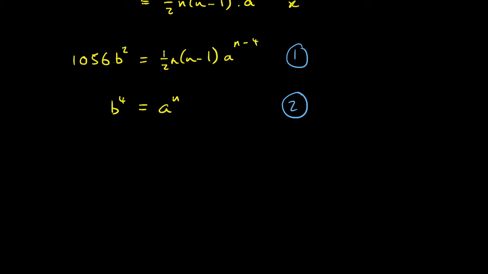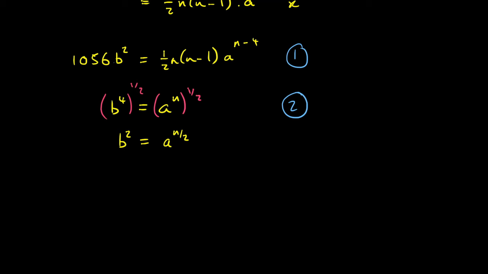And if I was to take equation 2, I could actually get an expression for b squared, couldn't I? Because it would be helpful to substitute that into here. So if I was to square root both sides, basically, I get b squared is equal to a to the power of n upon 2. If you're not sure what I've done there, effectively I've put both sides to the power of a half. So b to the 4 times by a half is going to be b squared, and n times a half is going to be n upon 2.